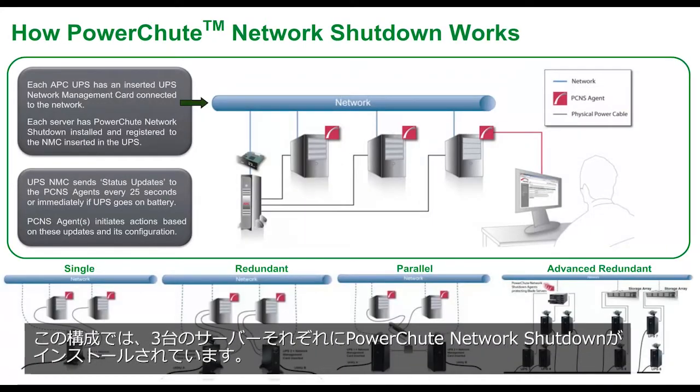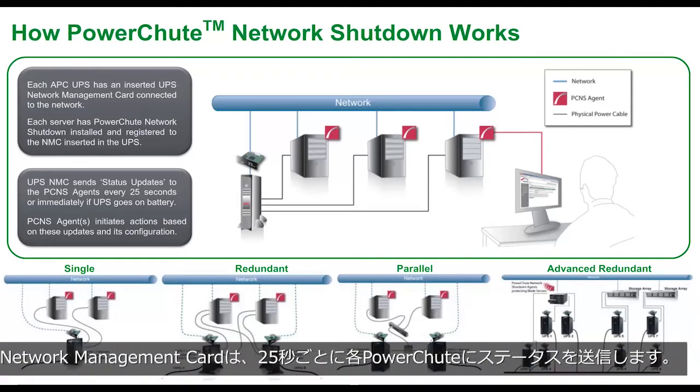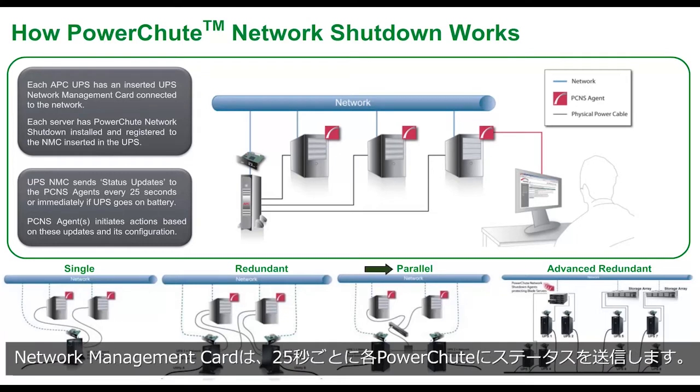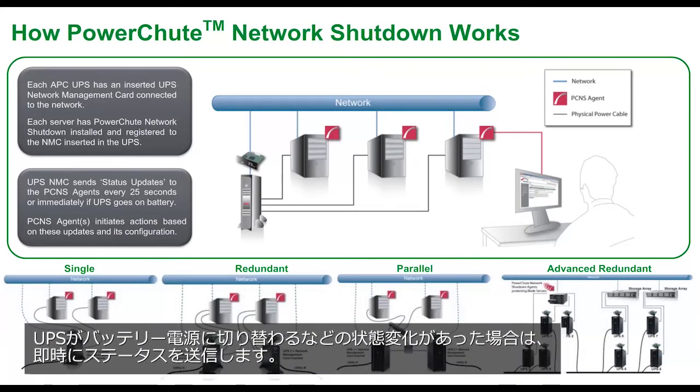The first diagram shows a standard single UPS with a network management card inserted in the smart slot protecting 3 servers, each with a PowerChute Network Shutdown agent installed. The UPS Network Management Card sends status updates every 25 seconds to each PowerChute agent, or immediately if there is a state change, such as the UPS switching to battery power. PowerChute will then initiate actions such as running a command file or starting a shutdown sequence depending on the nature of the UPS event and how PowerChute is configured.